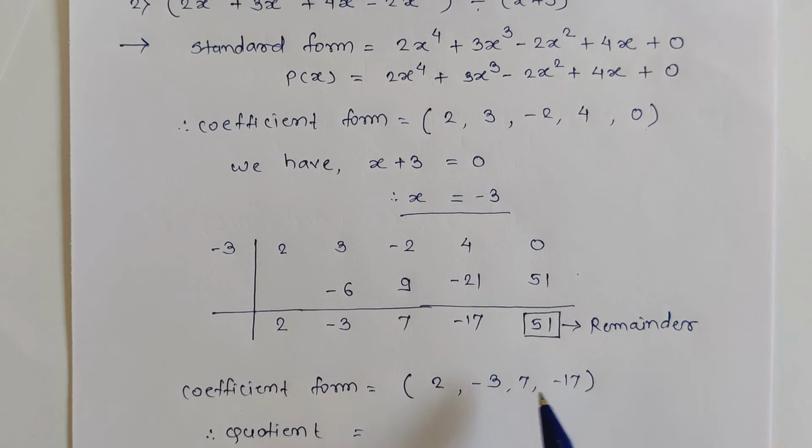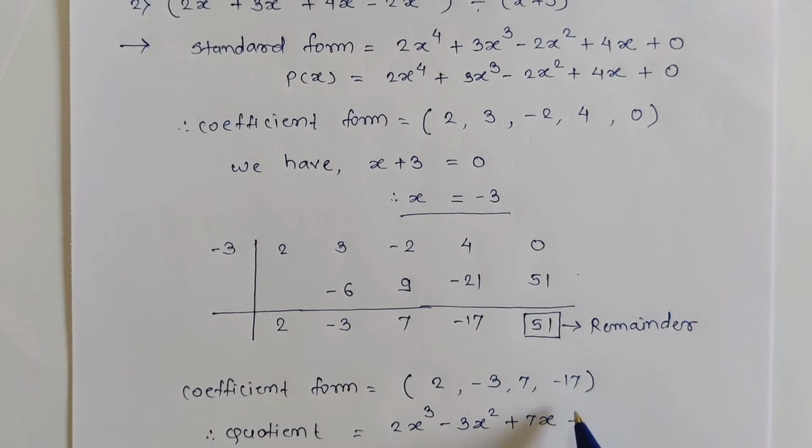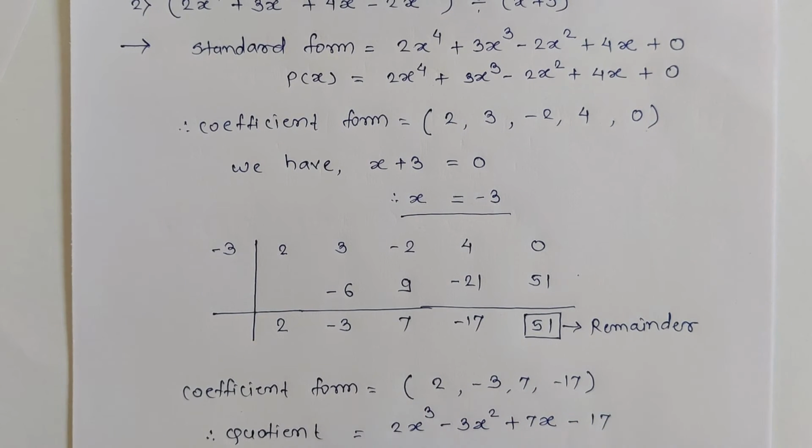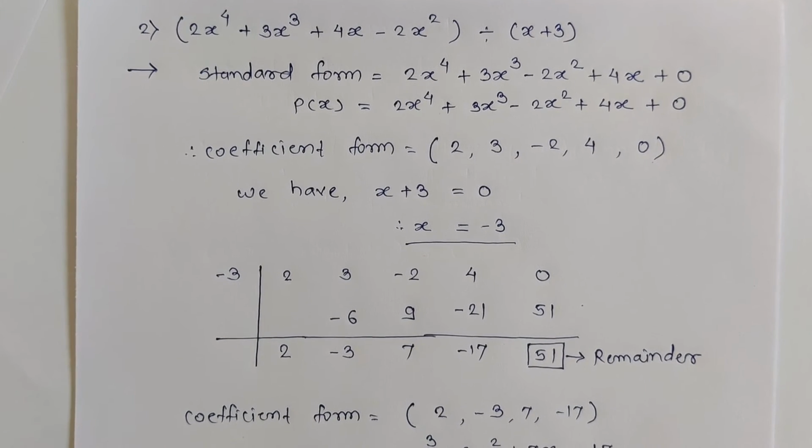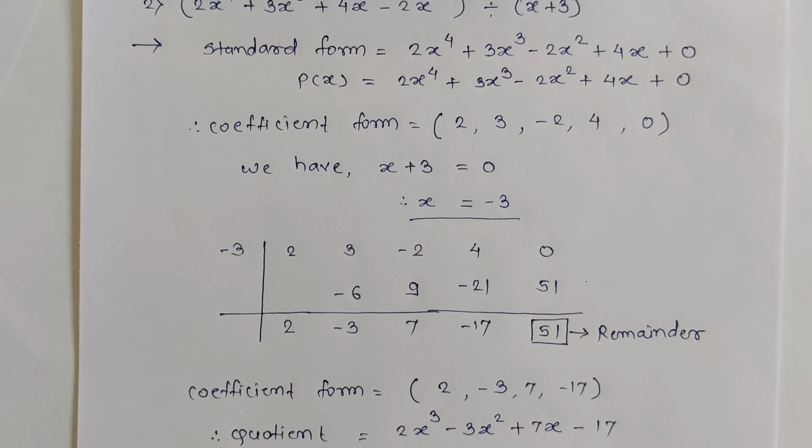To convert this into the standard form, as there are 4 terms in the coefficient form of the quotient, the highest power of the variable x will be 3. The first term of the quotient will be 2x cube minus 3 into x square. Now we have to write all the terms in the descending order of the power of x, plus 7 into x, and the last term is the constant term, that is minus 17. So here the quotient is 2x cube minus 3x square plus 7x minus 17. So by dividing the polynomial 2x raised to 4 plus 3x cube plus 4x minus 2x square by x plus 3, we will get the quotient as 2x cube minus 3x square plus 7x minus 17 and remainder as 51.